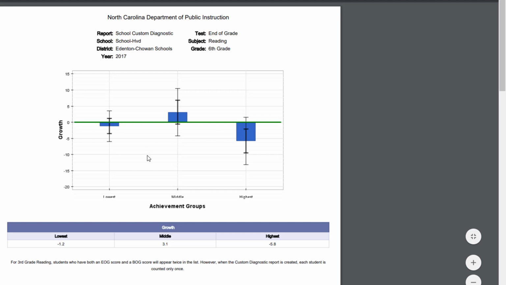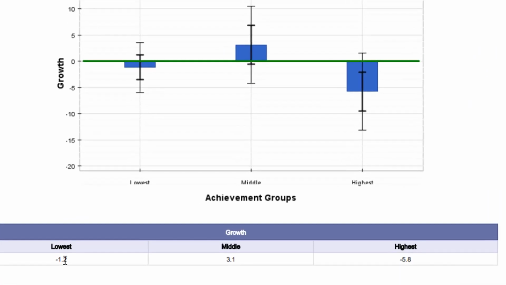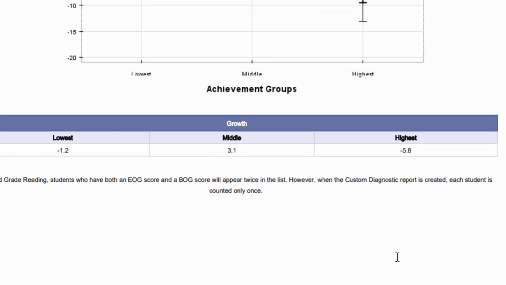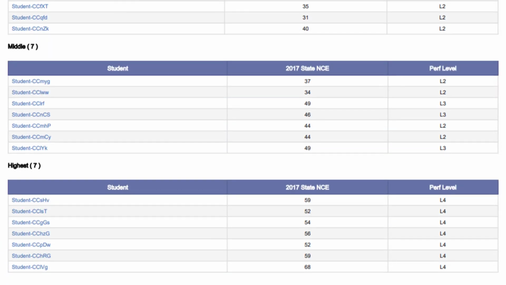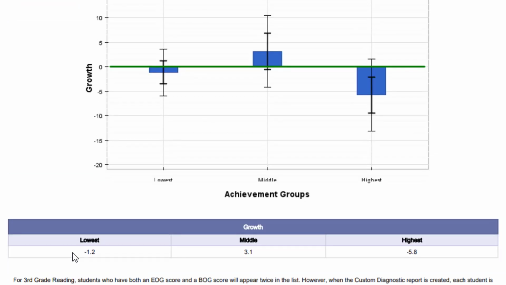that's going to take this report to a PDF. It can be saved. It tells you what your growth effect was for your lowest, your middle, and your highest. You can definitely see where the greatest area of need is. And then it goes through and tells you who those students were in that lowest group, who were those students in the middle group, and who were those students in the highest group. I would save that report.